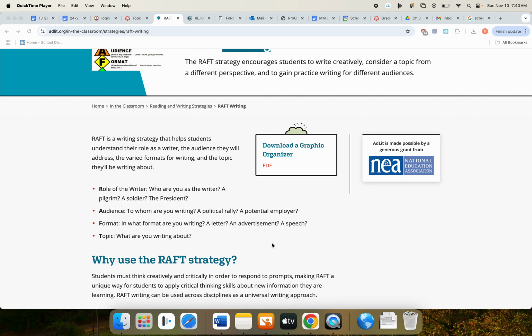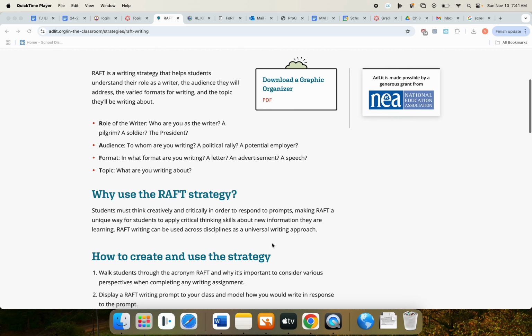The format is, how are you going to write it? I also think this fits well into math because there are a lot of visuals in math, and even within their writing, they will be showing some things visually. So the format might be a graphic organizer, it might be a chart, it might be a graph, it could be any of those things. Once again, that's why I think it fits pretty well into the math lens. And then topic is going to be whatever we are studying.